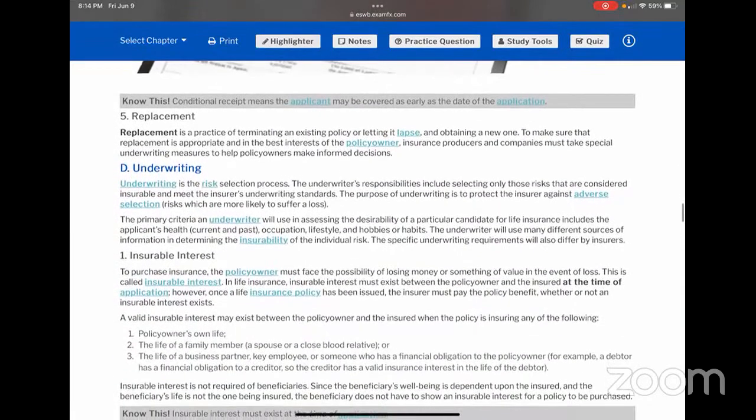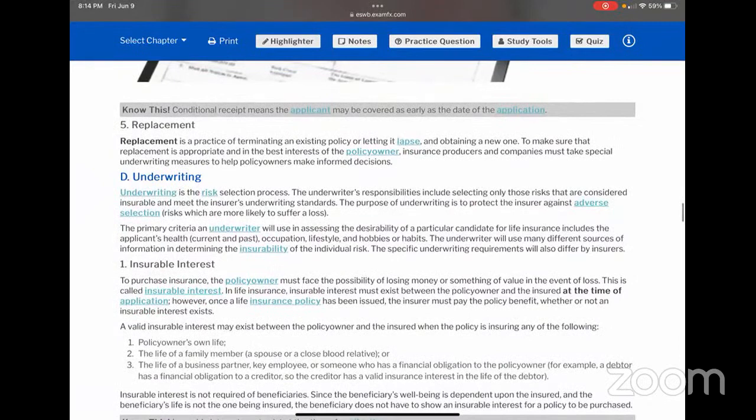All right. Know this: conditional receipt means the applicant must be covered as early as the date of the application. All right. Replacement. Replacement is a practice of terminating an existing policy or letting it lapse and obtaining a new one. All right. So if they let a policy lapse and then they get a new one, they replaced it.